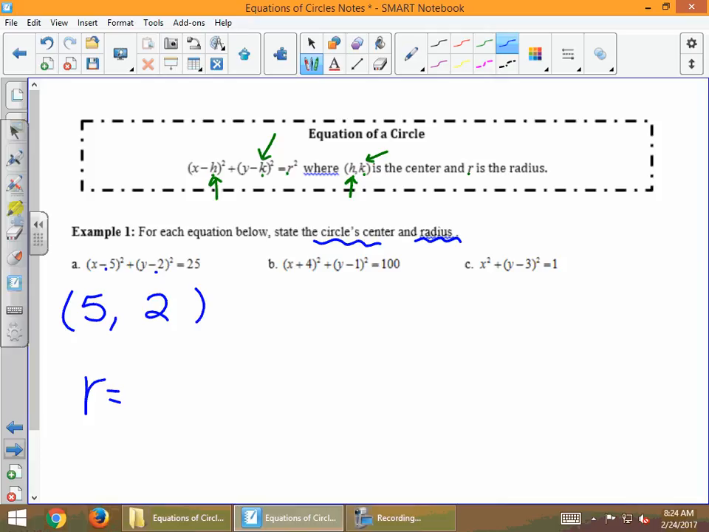To find our r, all you have to do, because in the equation it's r squared, well, we just want r. So you square root that back number. Square root of 25 is 5.